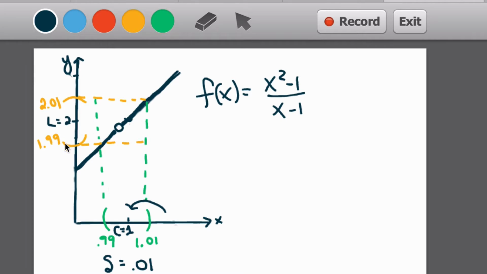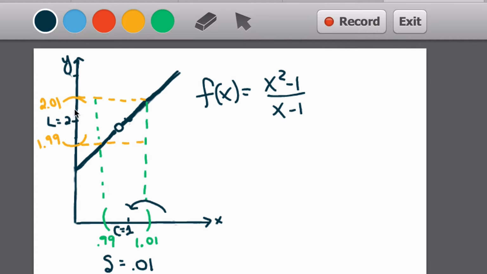Around L, I have a small interval of length 0.01 on either side. If I go below the limit 0.01 units, I'll have 1.99. If I go above the limit of value 2, 0.01 units, I'll have the value 2.01, just as we did here. Now, these small values don't have to be the same. For example, this distance away from 2 could be larger or smaller, and this distance away from c could be larger or smaller. But let's denote this small distance away from the limit by epsilon.